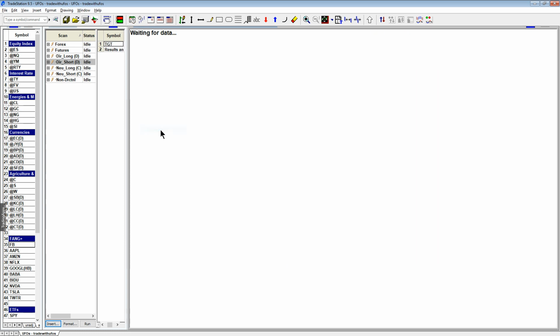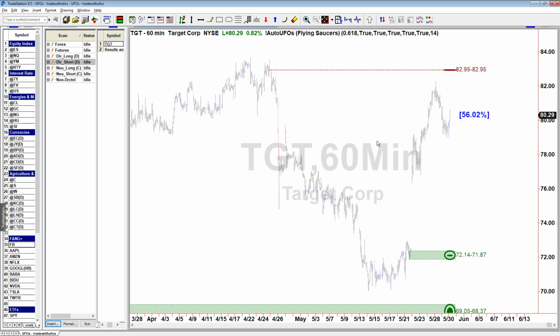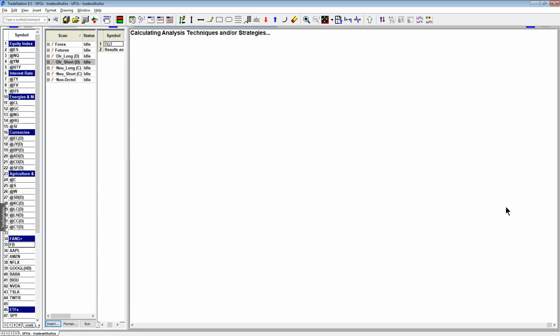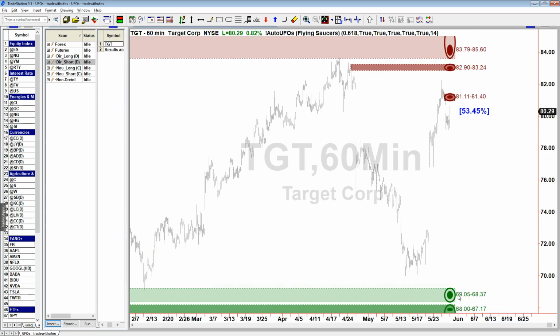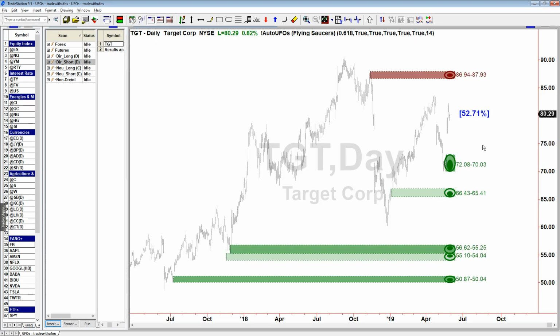With the 60-minute time frame of TGT Target, looking at the regular trading hours, 53%. Looking at the pre-post market, that is 56. So pre and post market is more relevant. And you can see we have UFOs located at 82. Again, good news, nothing to stop price from falling all the way to 72. And nothing to stop the price from falling until 69 without the pre-post market, and in the daily time frame, all the way to 70 something. So there is room for this market to fall.